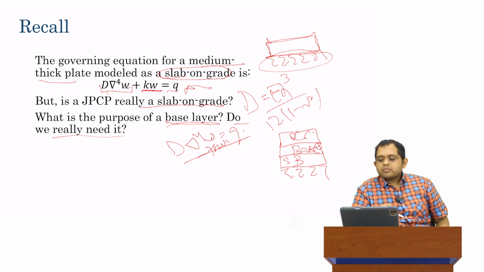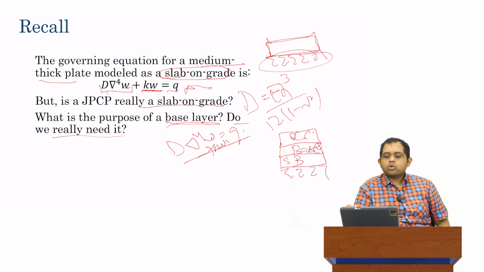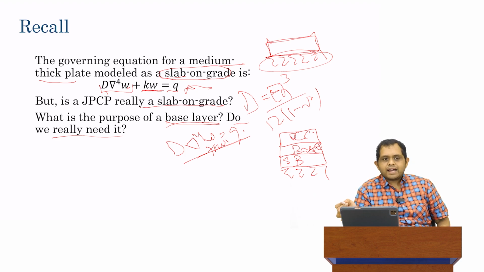So in JPCP pavements, a vast majority of the stress is borne by the slab itself through slab action. The base layer takes a negligible amount of stress. This, by the way, is in contrast to flexible pavements, where you have contact transfer, basically transfer from grain to grain. So every layer is contributing to load transfer almost equally. Whereas in PCC pavements, the surface layer is taking almost all of the load transfer.